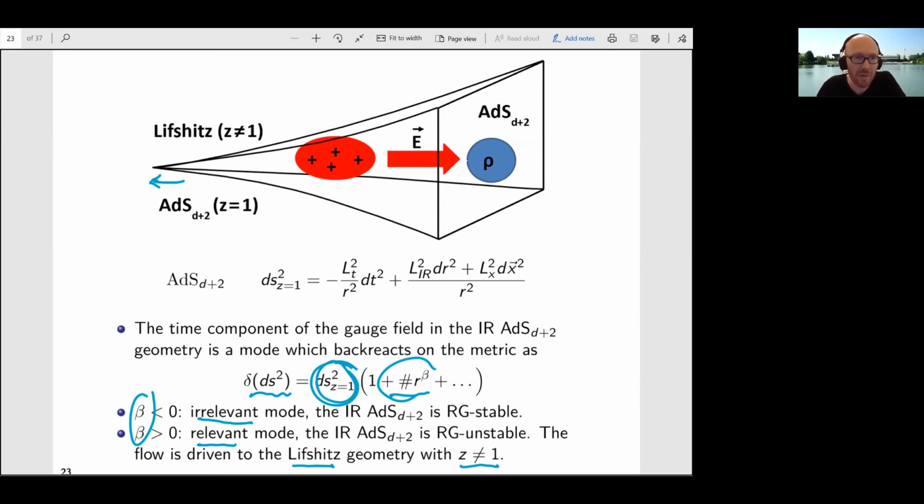How am I doing with time? I'm sorry, I can't see time in full screen mode. There are still 6 minutes or so. All right, I'll try to speed up.